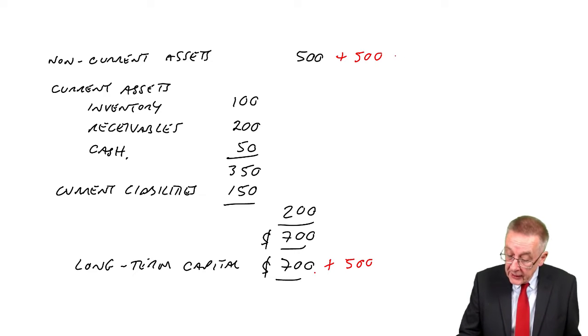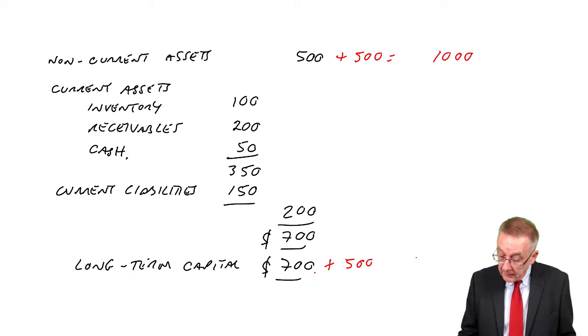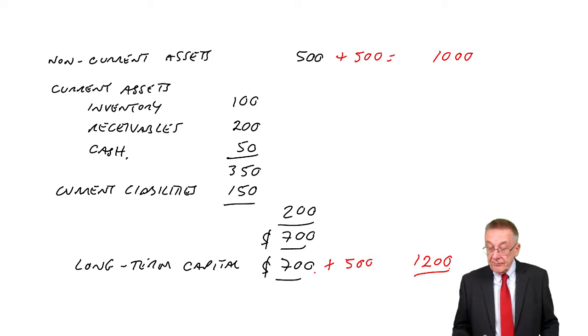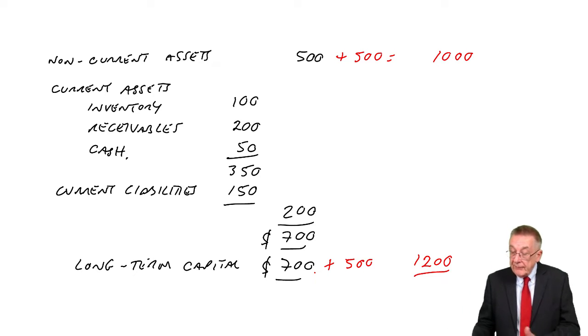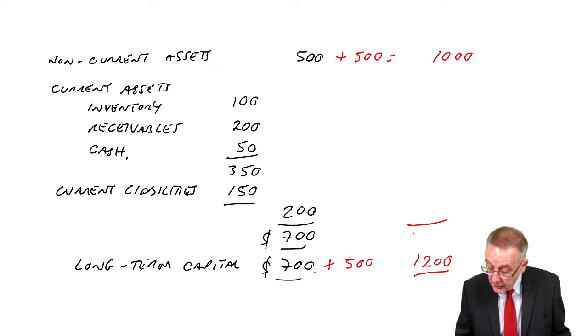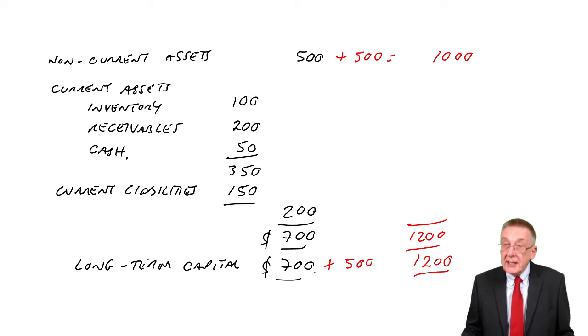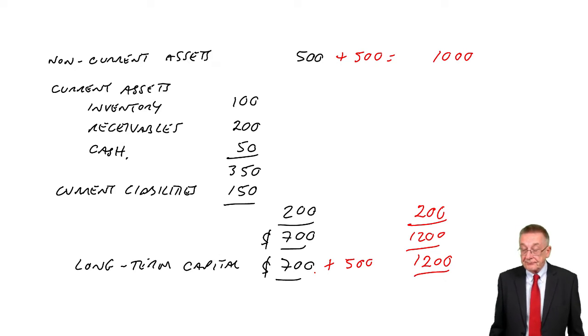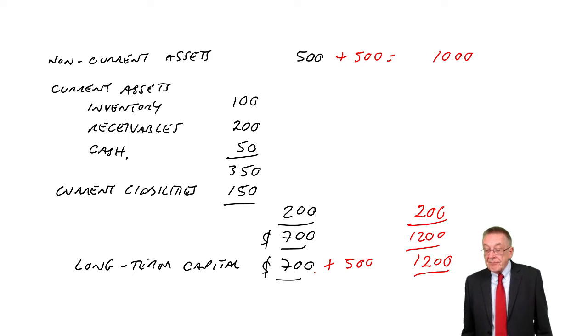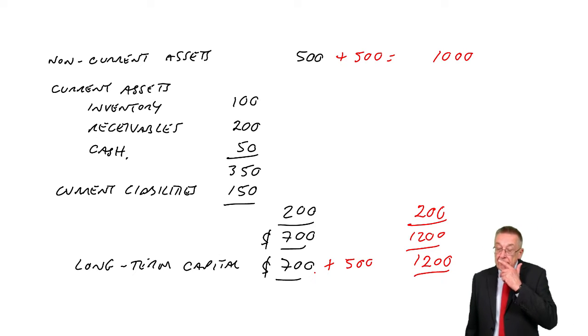And so next year, the non-current assets will be 1,000. The long-term capital will be 1,200. Which leaves us, surely, if they borrowed 1,200 in total, if 1,000 of it is in non-current assets, it leaves 200 for the working capital. But the problem is this.